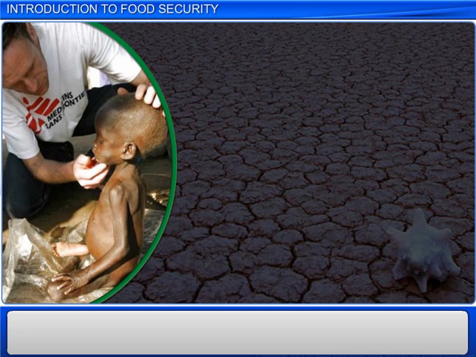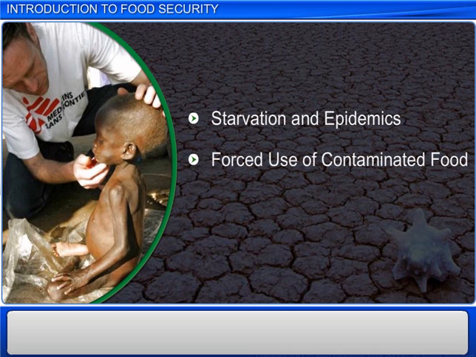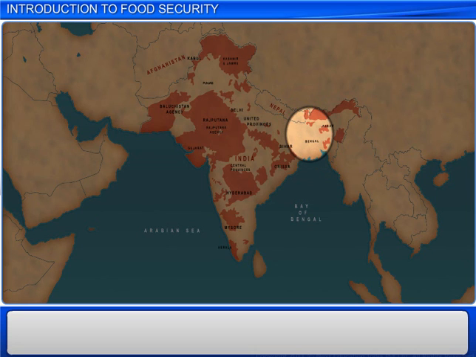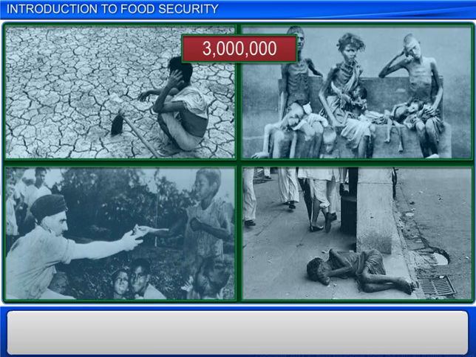A famine results in a large number of deaths due to starvation and epidemics that spread due to the forced use of contaminated food and water, and the loss of body resistance due to hunger. The worst famine in Indian history was the Bengal famine that hit the Bengal province of British India in 1943. Around 3 million people, mostly agricultural workers, fishermen, transport workers, and casual laborers, died in the Bengal famine.